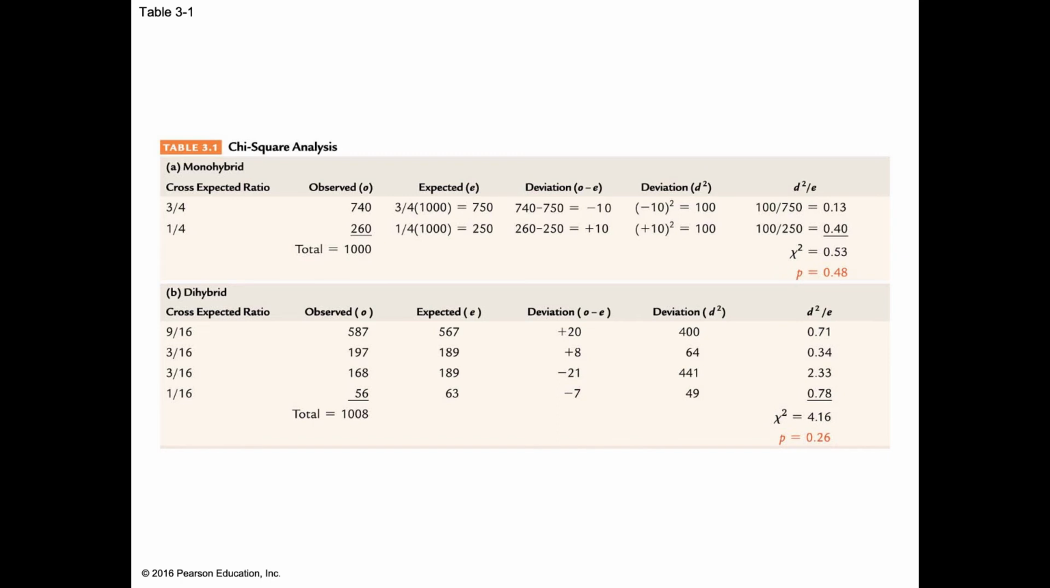So these are just basically the numbers that represent how far away we were. You add them together, 0.53, and that is your chi-squared number. Okay, so that's how you calculate the chi-squared number. You figure out how far away your observed results were from what you expected. So you do a little subtraction, a little squaring, a little division, and then you add those up and you get a chi-squared number.